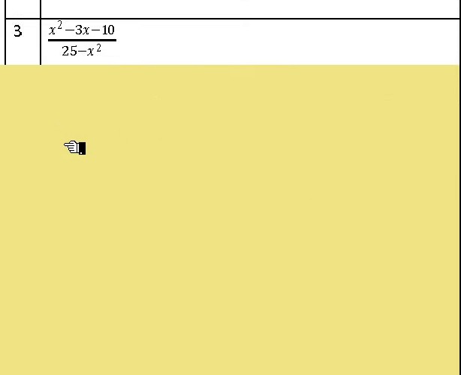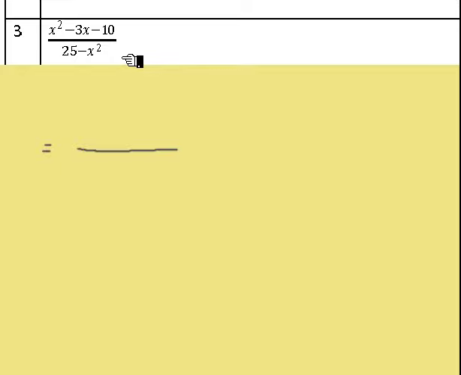In number 3, we want to do basically the same thing. We want to factor numerator, denominator, and see if we have any common factors so that we can simplify or reduce this rational expression. Now look at the denominator, 25 minus x squared. That's a difference of 2 squares.